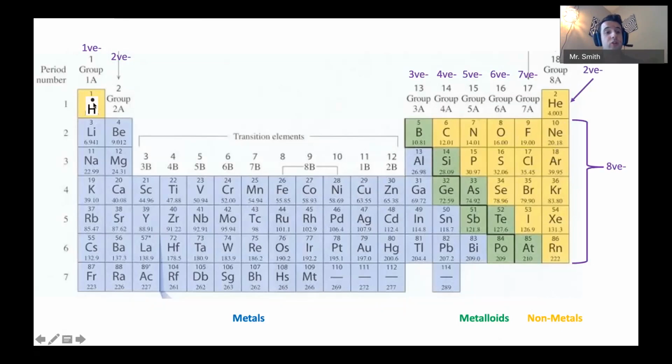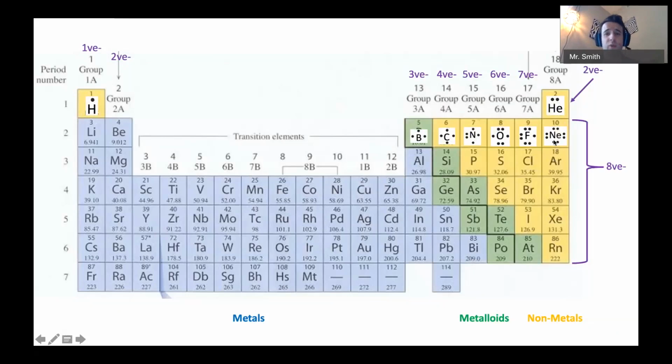So there's hydrogen right there. It's in group 1. It has 1 valence electron, 1 dot. Helium over here, it's got 2 dots because it has 2 valence electrons. Boron's got 3 dots. We won't really talk about it because it's a metalloid. It won't really form covalent compounds. And then carbon's got 4, nitrogen's got 5, oxygen's got 6, fluorine's got 7, and neon's got 8.